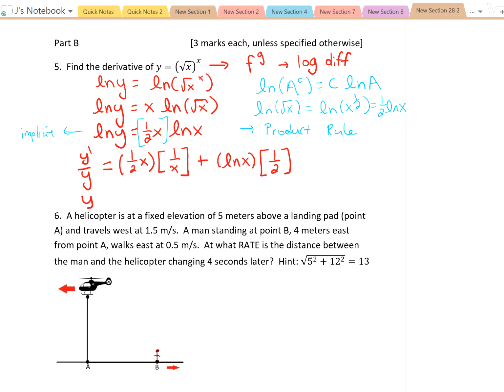Now we want to get y prime all by itself, so we'll have y prime is equal to y times all that stuff. y is the y at the very beginning. It's the same y. So we'll have square root of x to the power of x multiplied by the stuff on the right-hand side. It simplifies a bit. 1/2 of x times 1 over x, the x cancels top and bottom, so it's just 1/2 plus ln of x, all divided by 2. That'll be your answer.